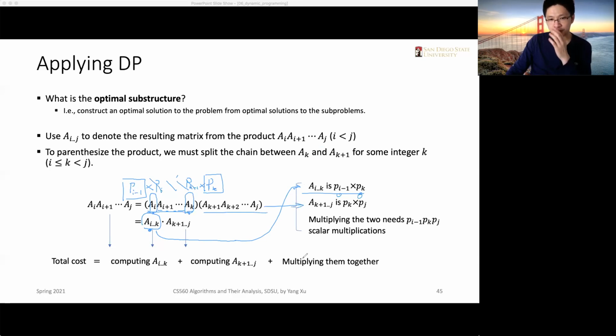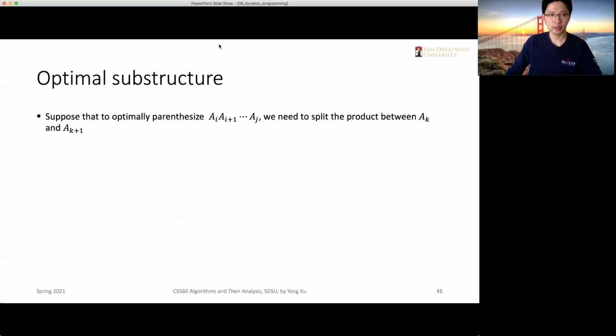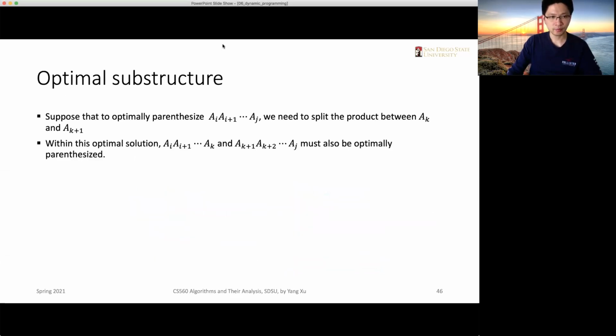All right, so now we need to consider the cost of multiplying these 2 matrices together, which we already know. We use the formula P times Q times R, when we have the dimensions of the 2 matrices. So in this case, it will be p_{i-1} times p_k times p_j. All right, so we have this formula written down, then we can further define the optimal substructure.